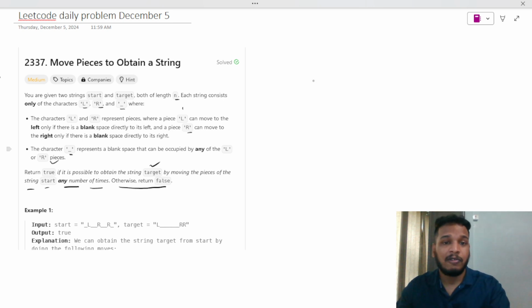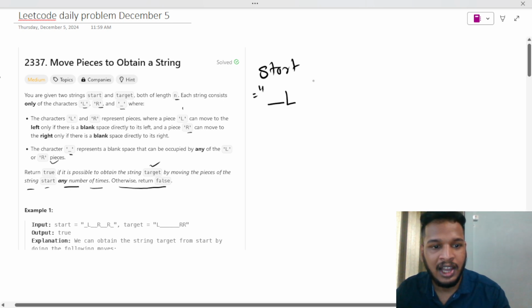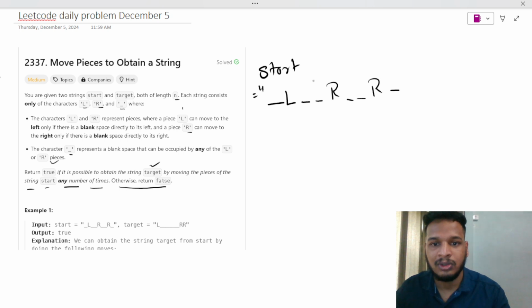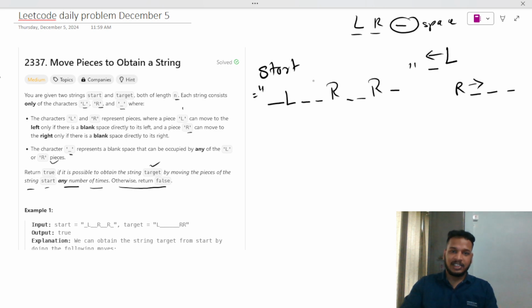So let's decode this problem. We have a start string, which is underscore L underscore R, and then R underscore. This underscore is considered a space. So we have L, R, and underscore. These are the two pieces, and this is the space. There is a condition that if it is an L, it can only move to the left side when there is a blank space, and if it is an R, then it can move to the right side if there is a blank space right over there.